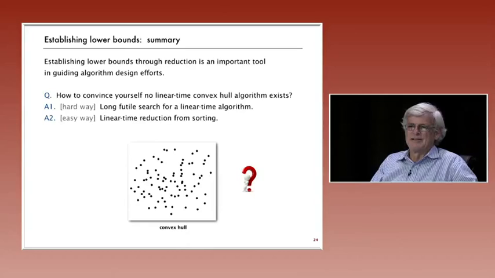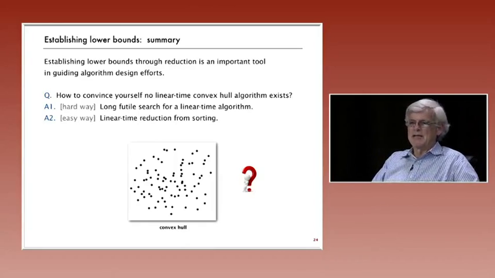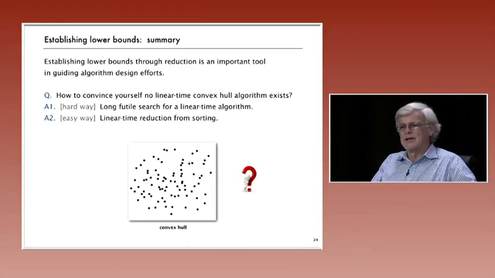Well, that's the hard way. The easy way is to know that reduction from sorting, and that means there's no point in putting in our effort to try to improve on the Graham scan. Graham scan gets it done in n log n. We can't do better than n log n, so we might as well call it a day and move on to some other problem. That's an example of reduction for proving lower bounds to help guide our algorithm design efforts.